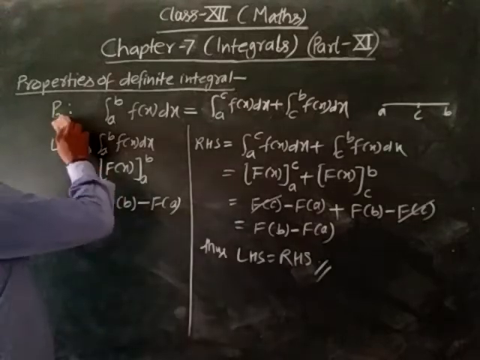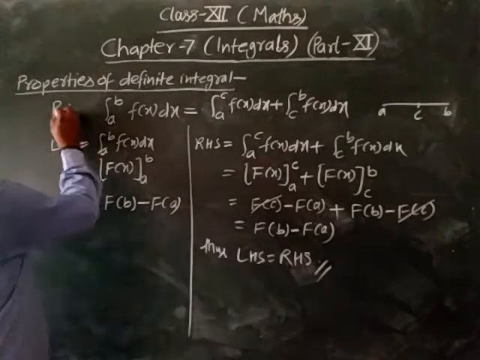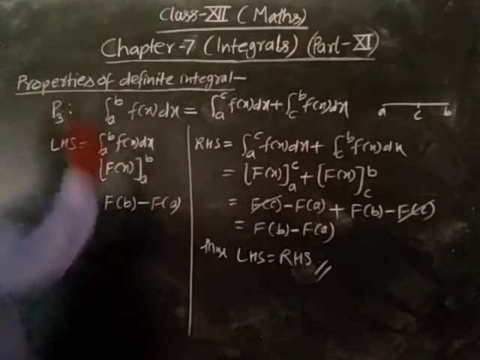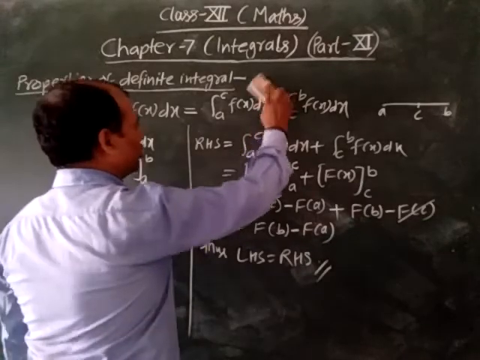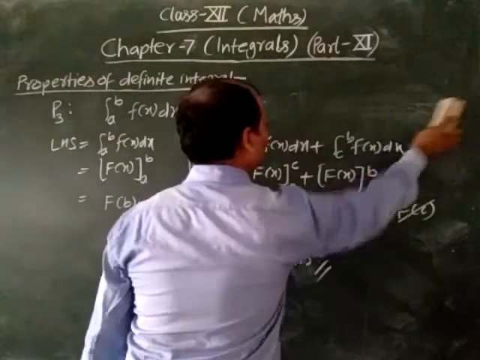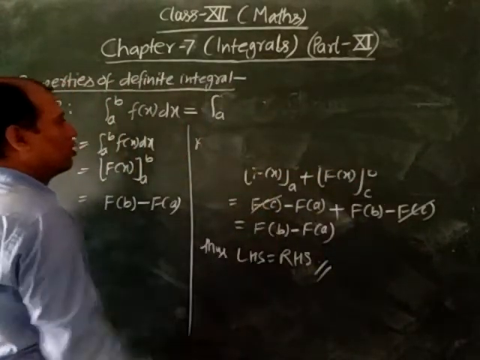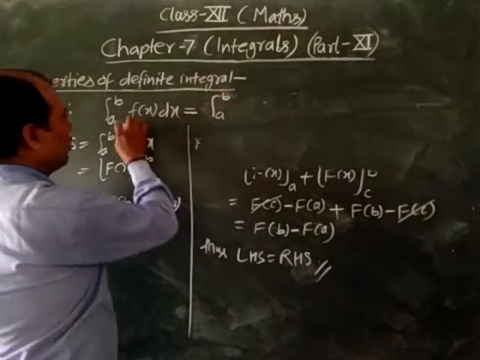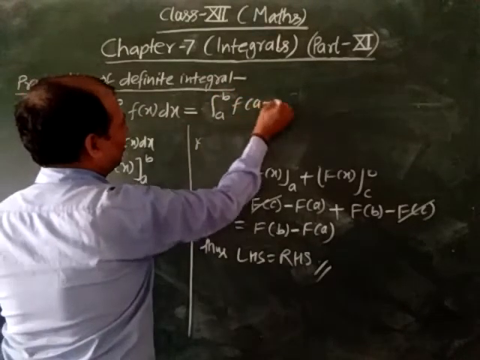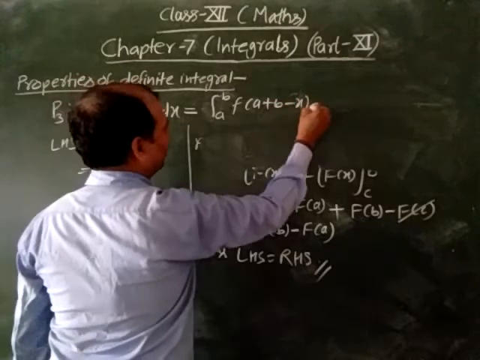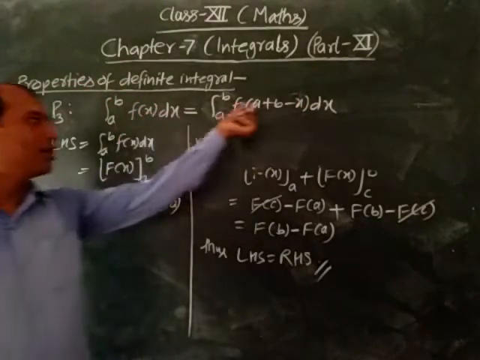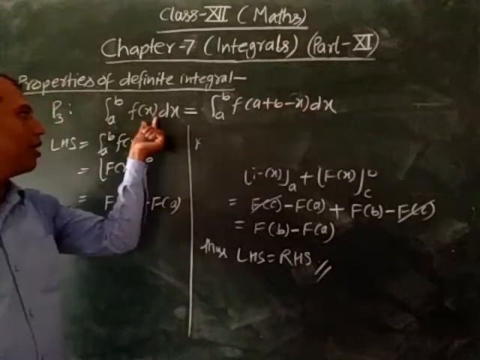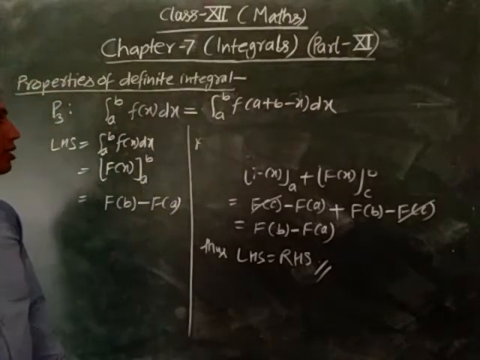Now the next property is P3. In this property, we have limits a to b, f(a plus b minus x) dx. Here x is replaced by a plus b minus x. Then the value of the definite integral remains unchanged.